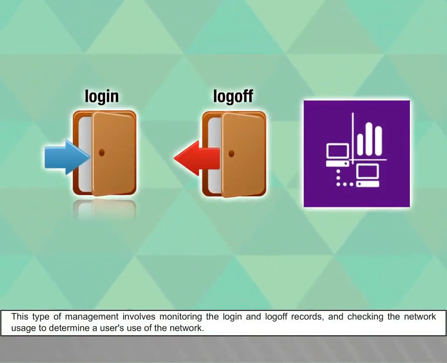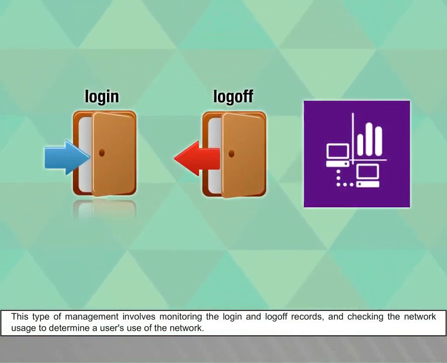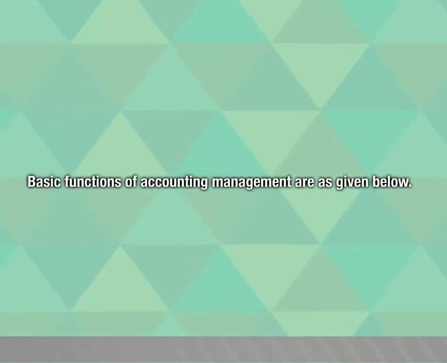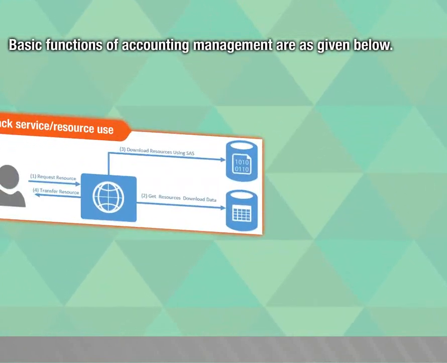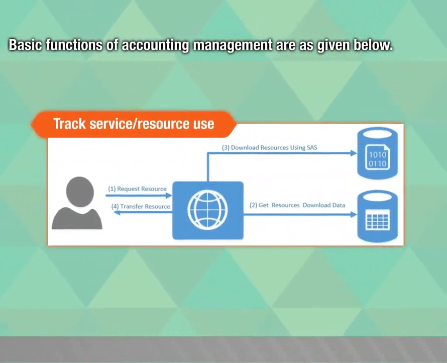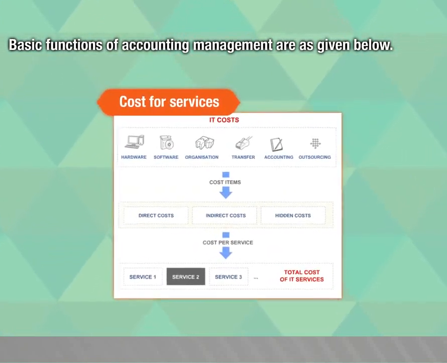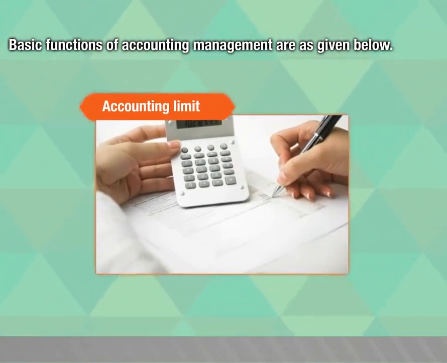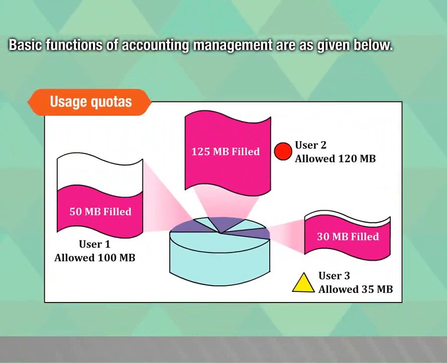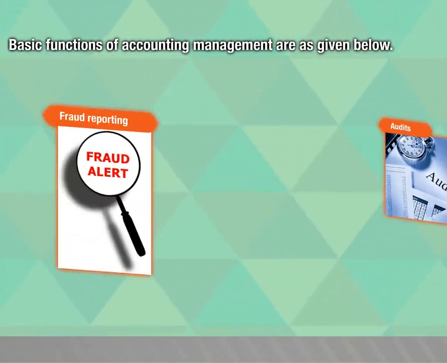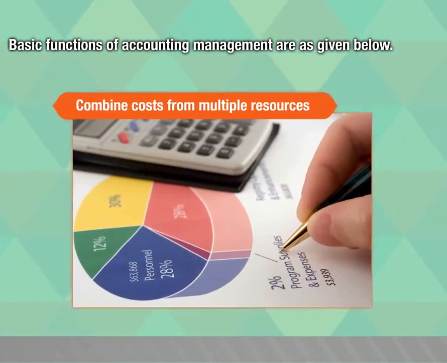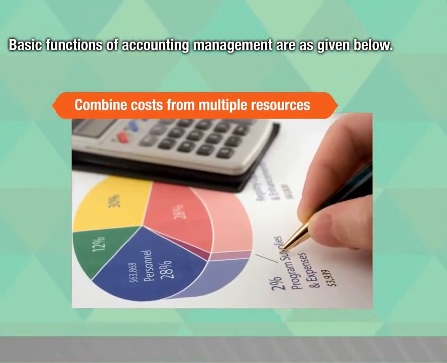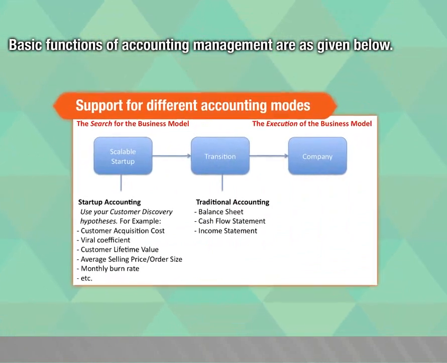This type of management involves monitoring the login and log-off records and checking the network usage to determine a user's use of the network. Basic functions of accounting management are as given below: track service or resource use, cost for services, accounting limit, usage quotas, audits, fraud reporting, combine costs from multiple resources, support for different accounting modes.